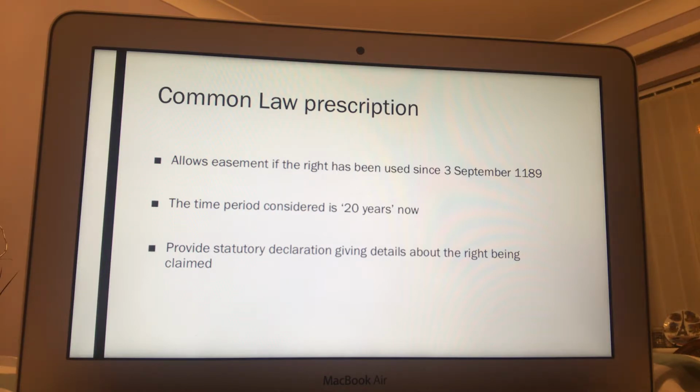This was shown in the case of Duke of Norfolk and Arbuthnot, 1880. The case held no right of way was established as the church in question was built in 1380.